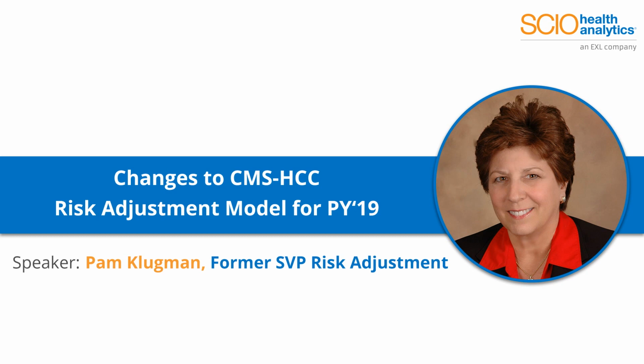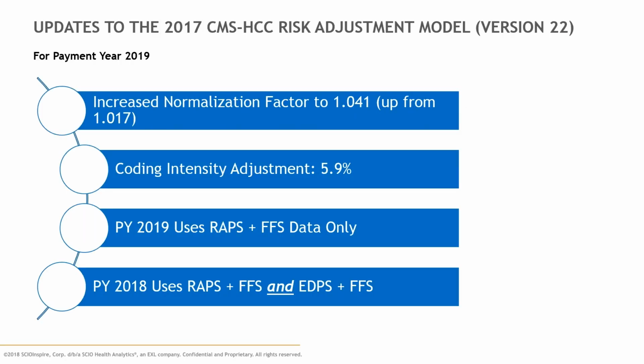Into the changes to the risk model for payment year 19. And payment year 19 is a blend. It is a blend of two models. The model we are all used to, which is referred to as the 2017 model or version 22. On the top, this is pretty self-explanatory. They've increased the normalization factor. The coding intensity factor is 5.9%.